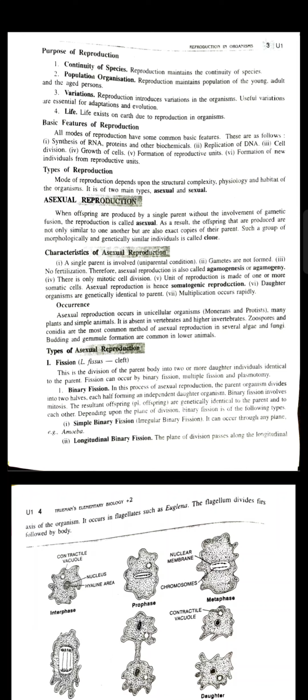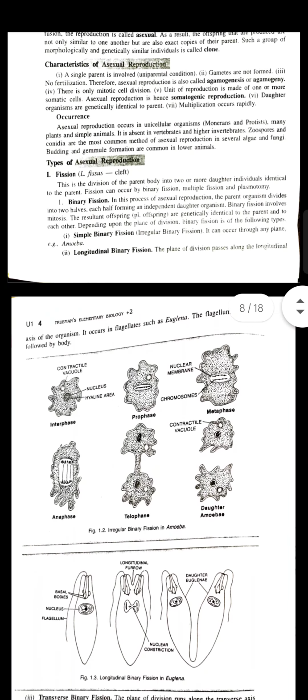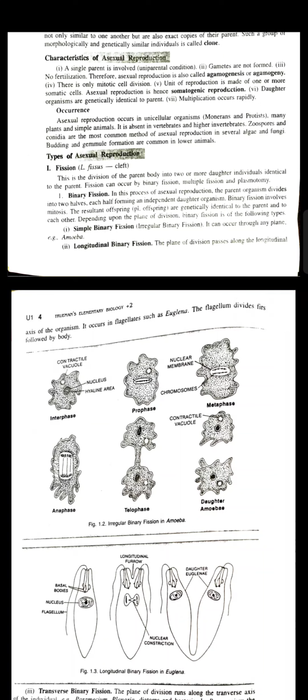Zoospores and conidia are the common method of asexual reproduction in several algae and fungi, which we will discuss later in this chapter. Budding and gemmule formation are common in the lower animals, whose body design is not much complex. What are the types of asexual reproduction?